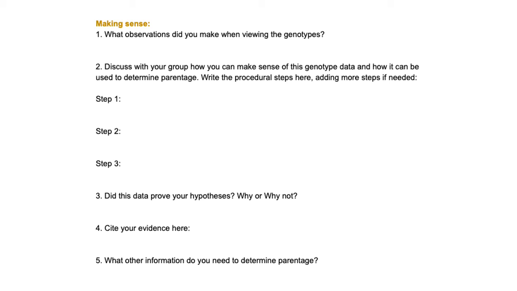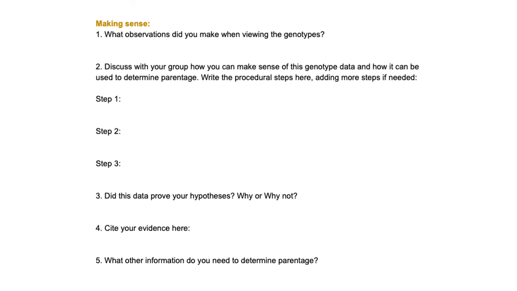And if you need more steps, it's a Google Doc, so you can go ahead and add them all you want. Step 3, did this data prove your hypothesis? Remember, your hypothesis is going to be located in Lulu Data Set 1, but you might have changed it in Lulu Data Set 2. So did this data prove your hypothesis? Why or why not? And then cite your evidence here. Keep in mind, in this data set, you only have really one piece of evidence, and that's the genetic information. But just say where in the genetic information kind of changed your mind.